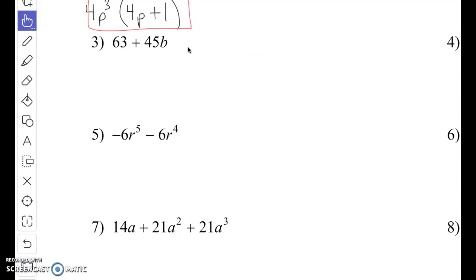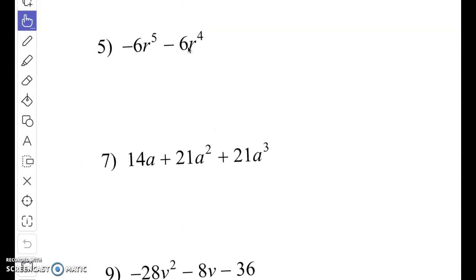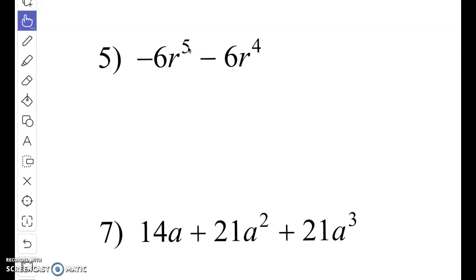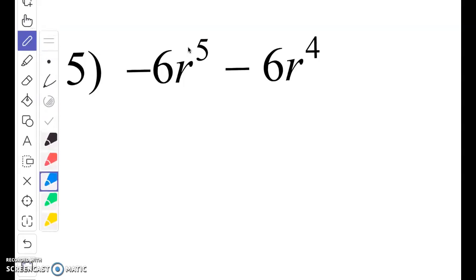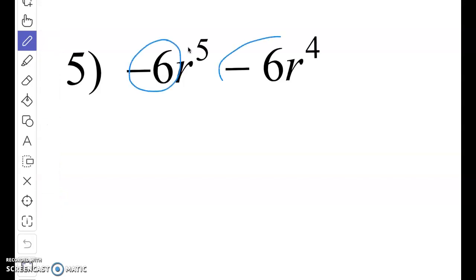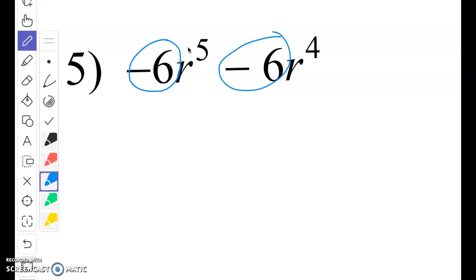Alright, so we just did 2 of them. We're good. Number 5 looks a little bit different because it has negatives in it. But negatives really, it's not anything different. So I'm going to take a look and see what they both have in common. So if I look at the numbers, they both have a negative 6 in front. And then if you look at the letters, they really both have r to the fourth, because r to the fifth can be written as r to the fourth times r.